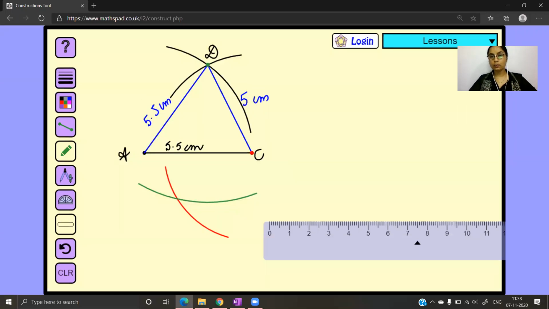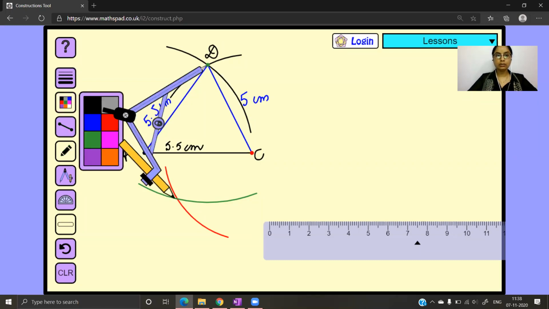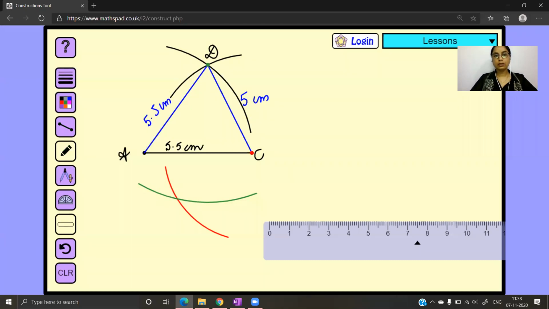The red arc was obtained from point C, as you can see. There is a red dot here. So this was obtained from point C. The green one is obtained from D. The distance from D is 7 centimeters. The point of intersection can be named as the fourth vertex. We have ADC, the fourth one is B. And now use your ruler to join B with C, the line segment BC, and the line segment AB.